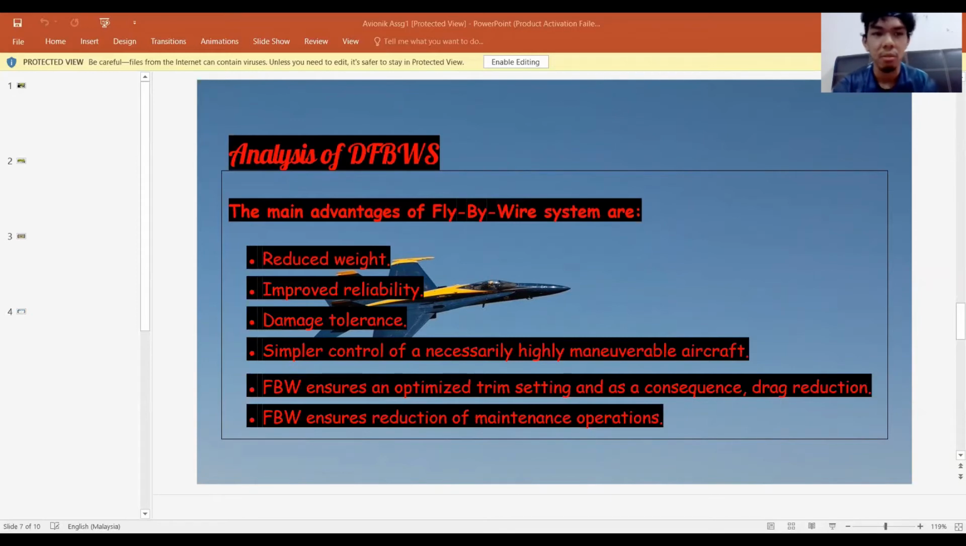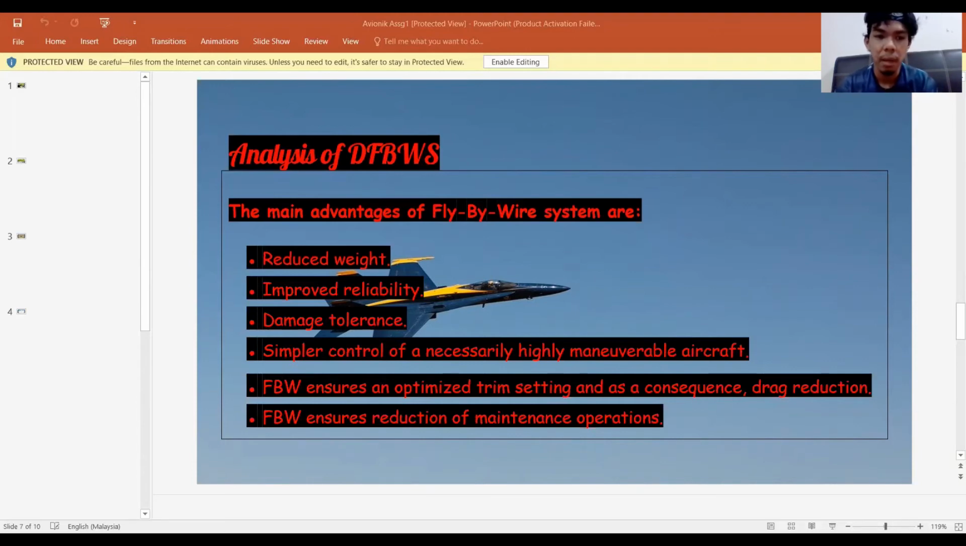Next one is the disadvantages of using digital fly-by-wire system. One of the disadvantages is failure of electrical systems in an aircraft, such as short circuit or system overload, which may lead to the system shutdown and cause the aircraft to crash if the pilot is not experienced enough to handle the situation.